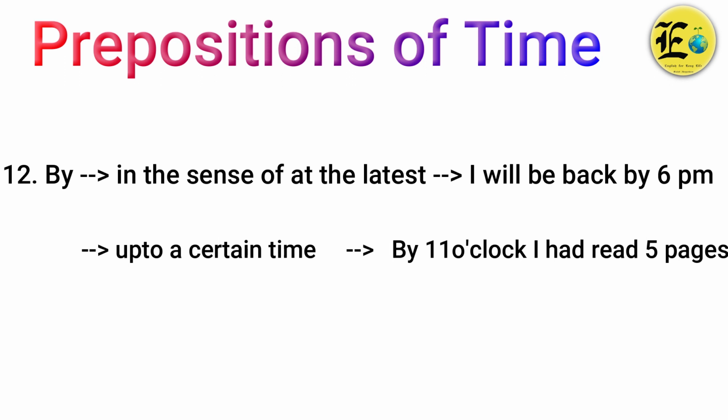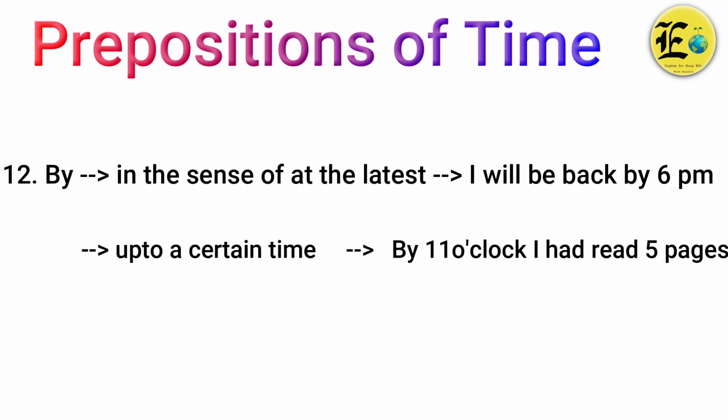And the final preposition which comes under the time is by, in the sense of at the latest. So if you need to talk about something that's latest or something nearby, you use this preposition by, even to mark up to a certain time. So I'll be back by 6 o'clock. There you have used this preposition by to indicate that it's at the latest, like I'll be back within another few minutes.